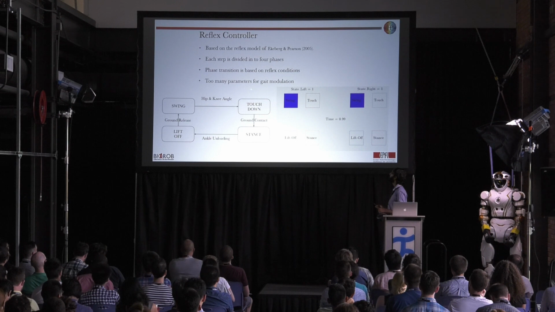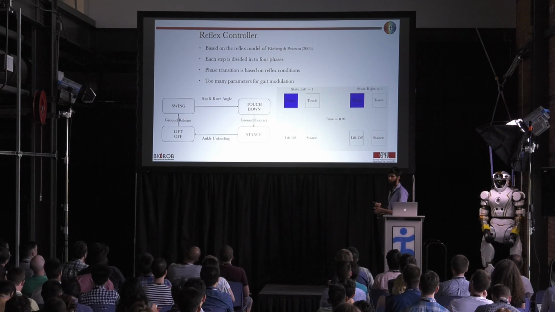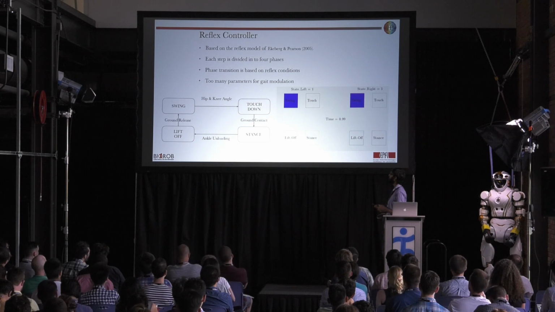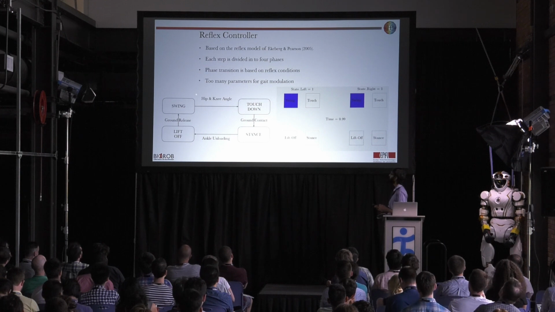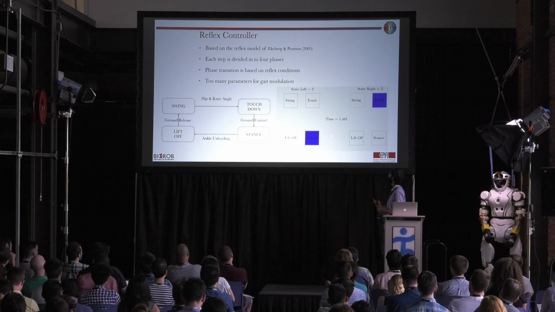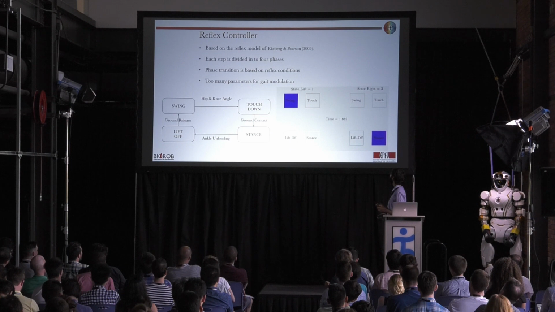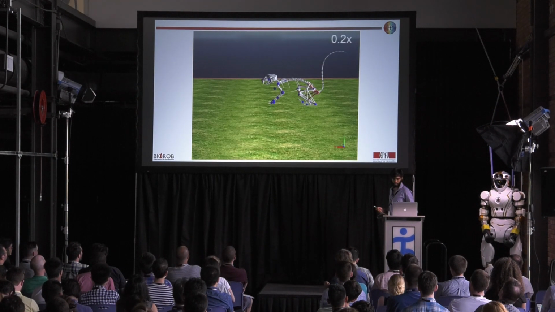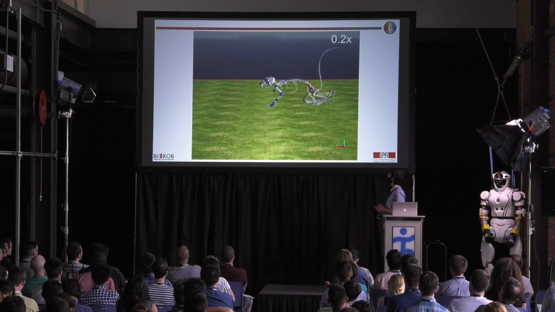So the first one is the reflex controller. Here it's largely inspired by the work of Ekeberg and Pearson on cats. So basically, we're breaking a locomotion cycle into 4 phases: swing, touchdown, stance, and liftoff. And the transition between each of these phases is governed by a reflex state. For example, from swing to touchdown is based on when a certain angle of hip and knee are satisfied, it gets a phase transition. As you can see here, the phase transitions occur whenever a certain feedback rule is satisfied. So here is the first simulation example of the reflex controller.